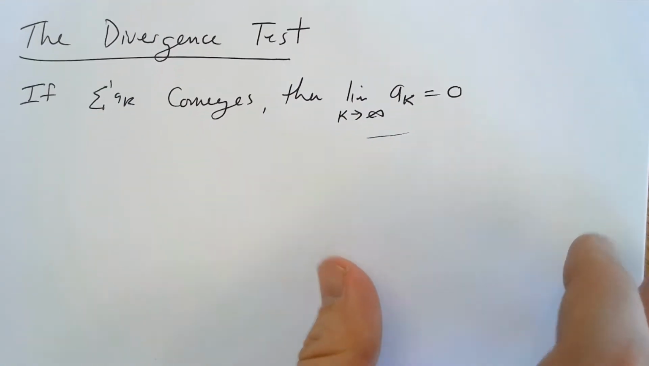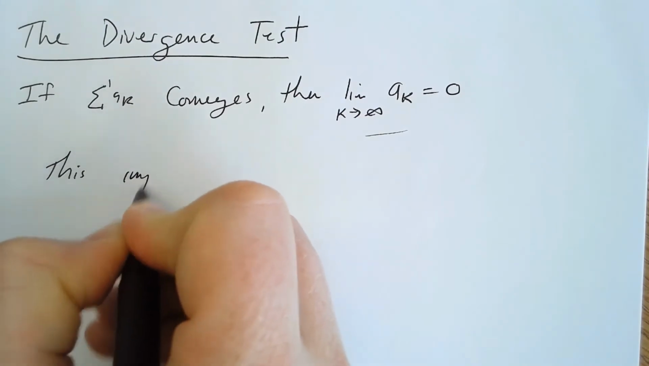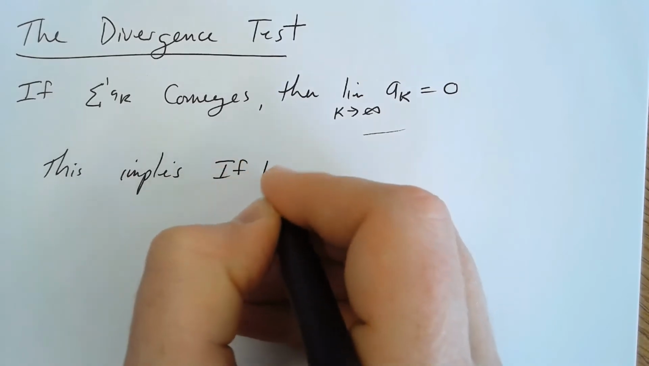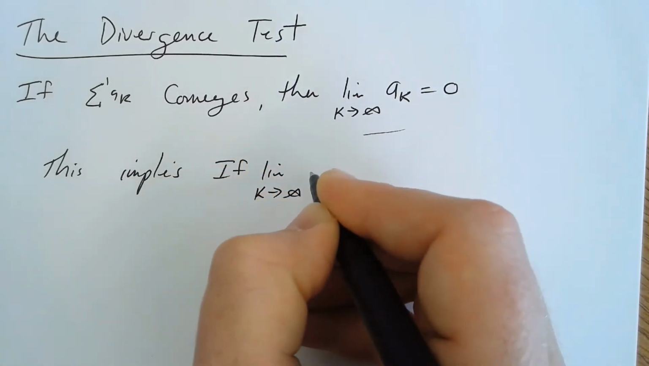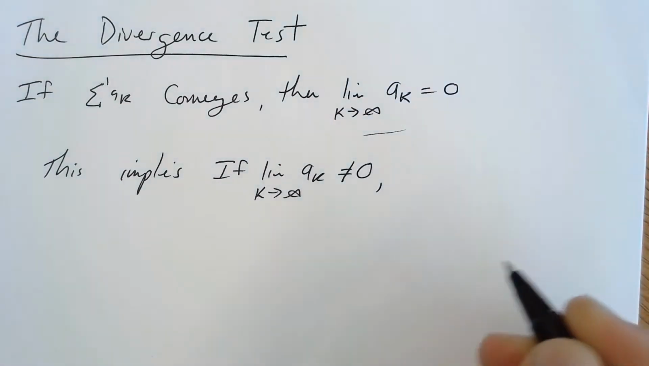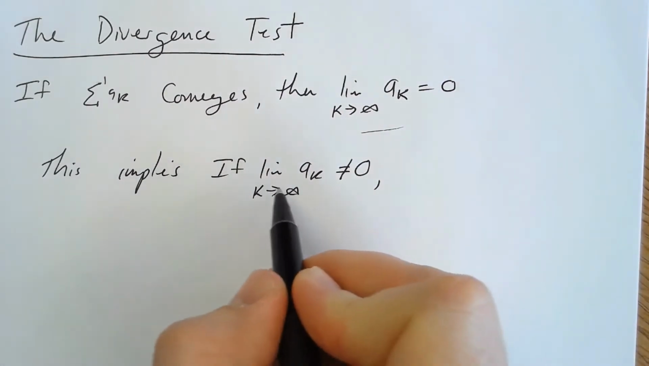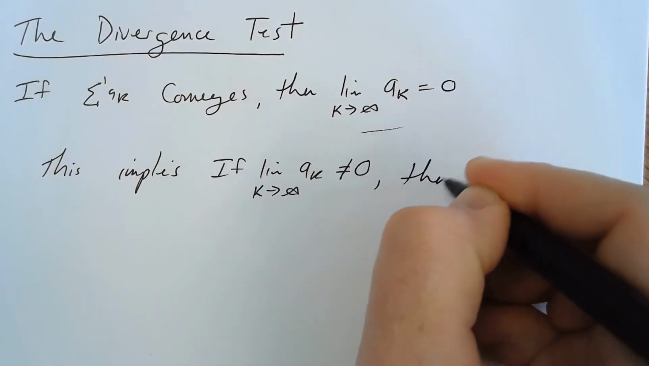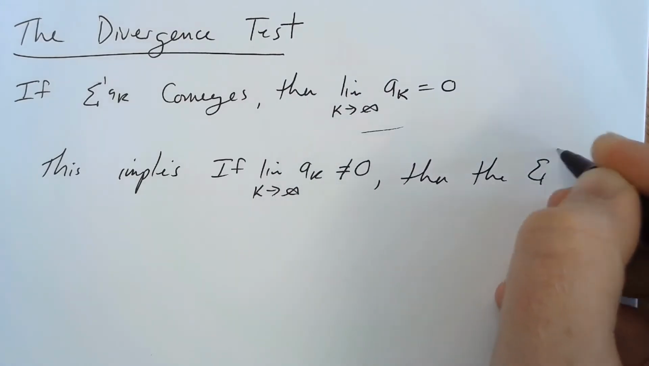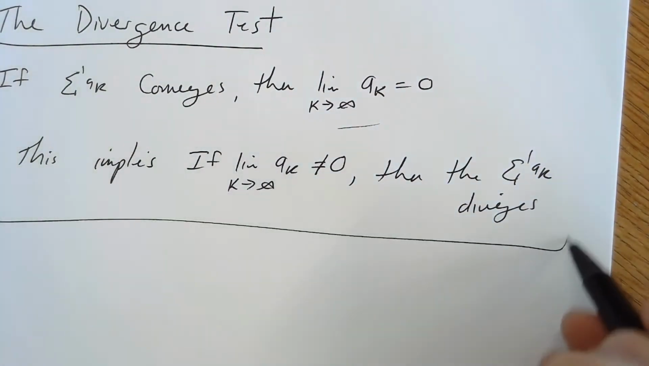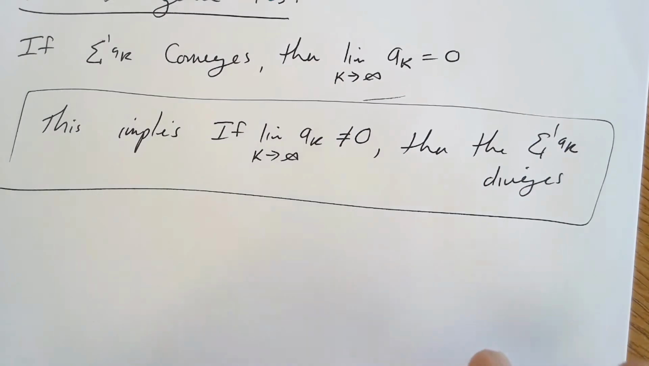The actual divergence test is that this implies the logical contrapositive of this, which is if the limit as k goes to infinity of a sub k does not equal 0. Again, the contrapositive swaps the order of these two things and negates their statements. So if the limit doesn't equal 0, then I can conclude the series a sub k diverges. So this is the actual rule that we'll be using: if the limit of the sequence a sub k does not equal 0, then the series itself is divergent.